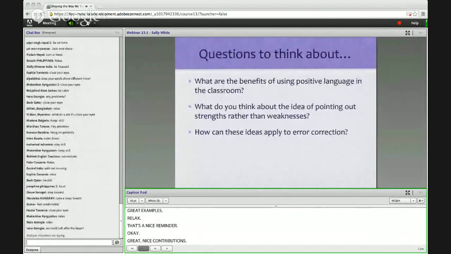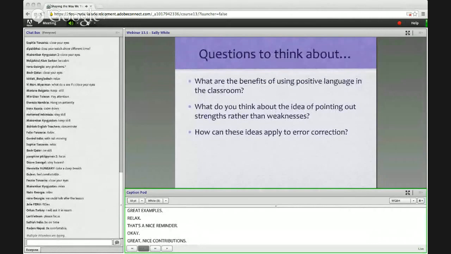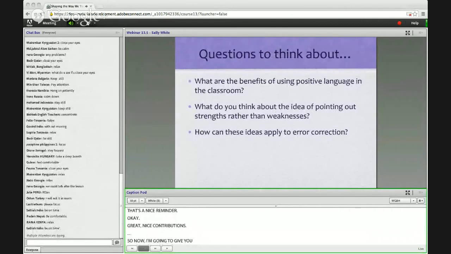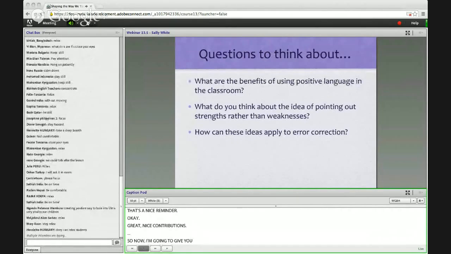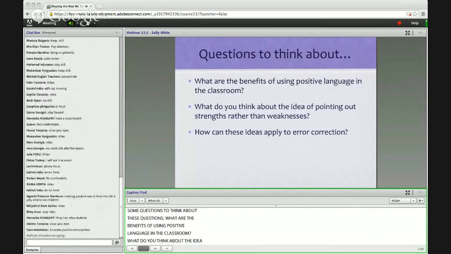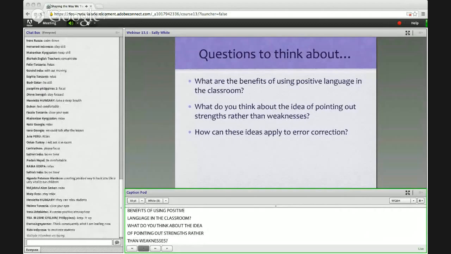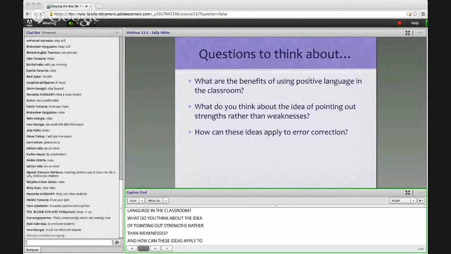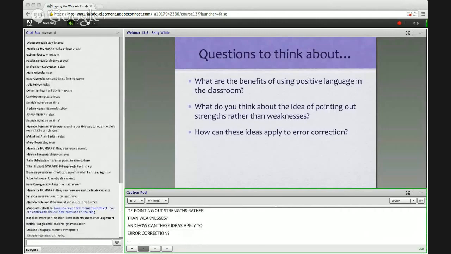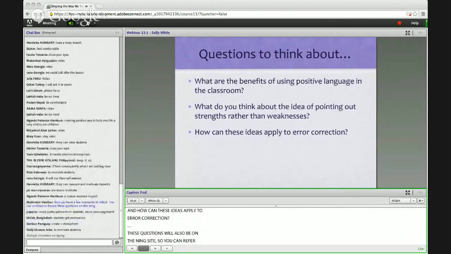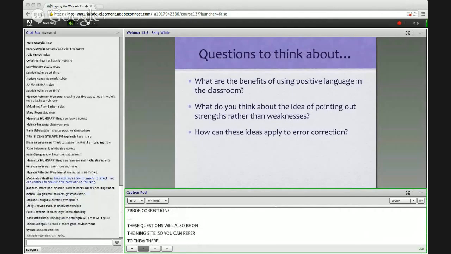So now I want to give you some questions to think about. These questions: what are the benefits of using positive language in the classroom? What do you think about the idea of pointing out strengths rather than weaknesses? And how can these ideas apply to error correction? These questions will also be on the site, so you can refer to them there.